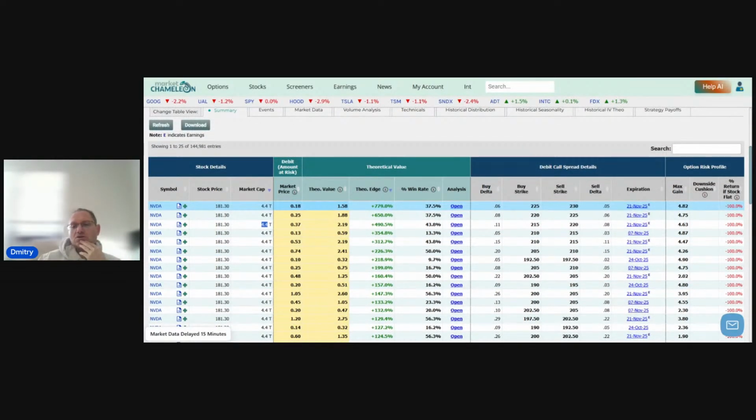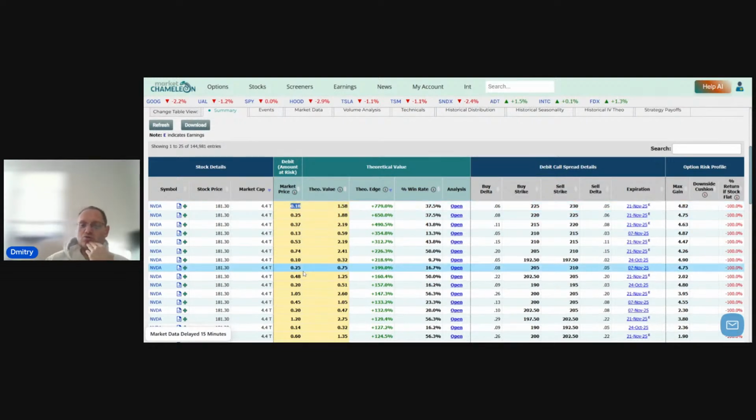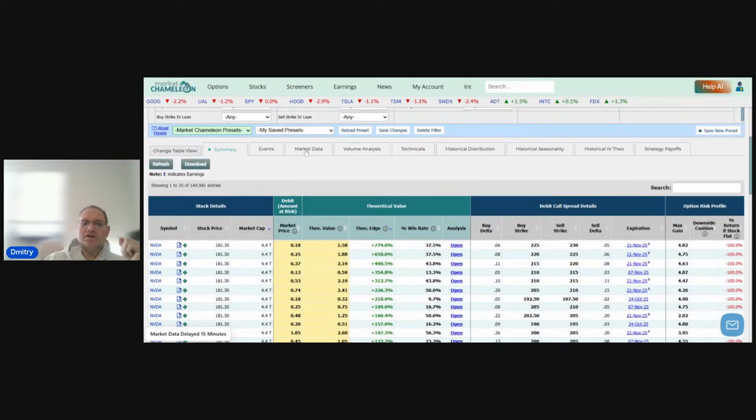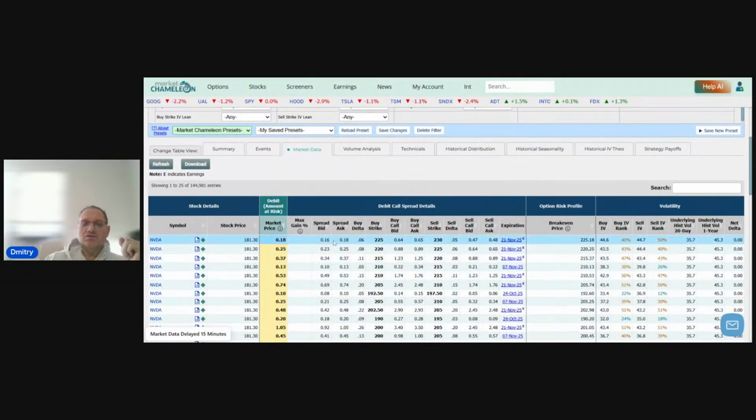When we look at these call spreads, we see a market price. When you're buying a call spread, in this case a debit call spread, the market price is the displayed ask price or offer. A spread has a bid and an offer, so these are evaluating it based on the displayed ask price. We could go to the market data here, and you can see this spread is 16 cents bid, 18 cents offer. This one's 23 cents bid, 25 cents offer.